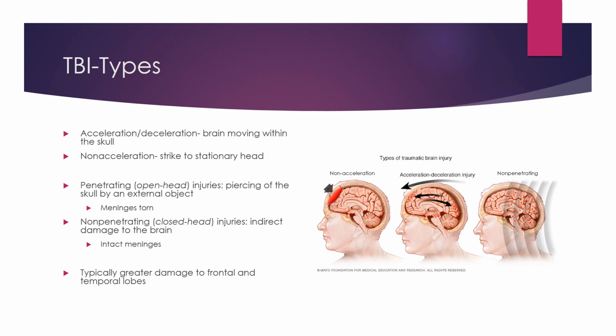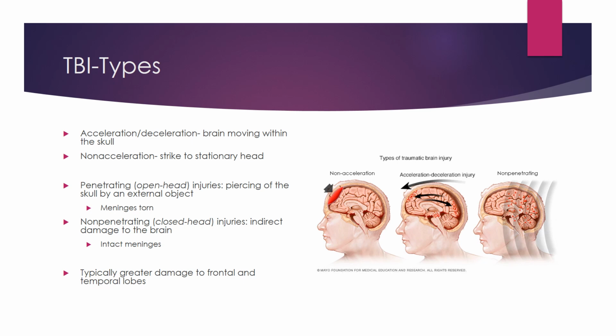And then for the non-acceleration, it means that there's a strike to a stationary head. So this is either a bullet to the brain, it could be a bat to the head, it could also be a golf club to the head, anything where the head is still in space and something comes and strikes it. Now from there, you can have a penetrating or non-penetrating injury. So you can have an acceleration-deceleration, penetrating or non-penetrating, and a non-acceleration, penetrating or non-penetrating. And all that means is whether something entered the brain or not.